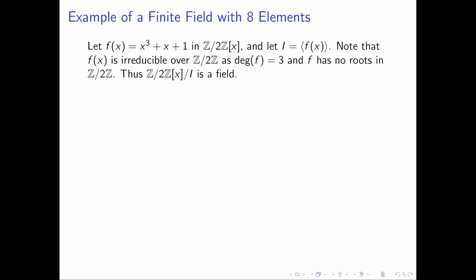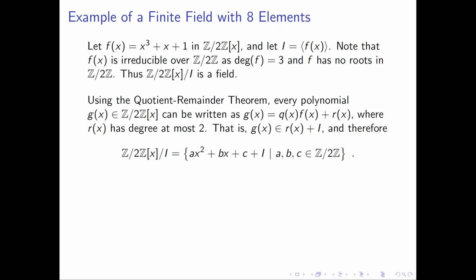And so according to our theorem, when we take the polynomial ring Z mod 2 adjoined x and we mod out by the ideal I, the ideal generated by this polynomial, we get a field. So we know that we have a field. The question is, is it really true that there are 8 elements there? Now let me convince you that there are 8 elements.